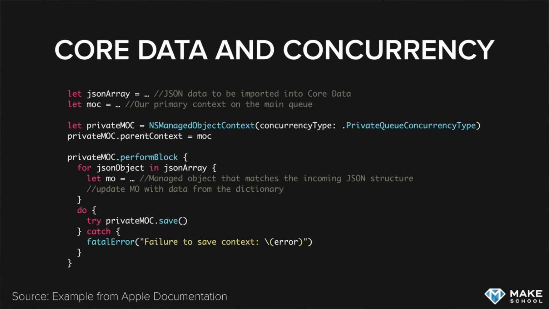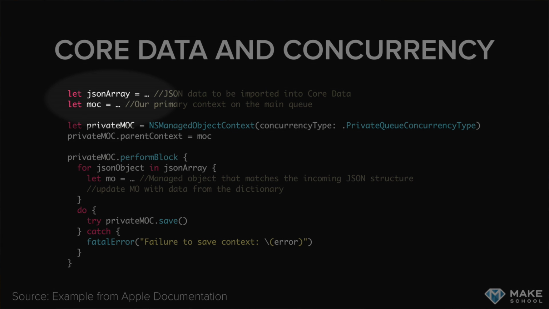But assume this here runs on a background thread, you get some JSON data that you want to store to the database, and you want to do that within this thread here. Then what you would do is create a separate NSManagedObjectContext, and provide it with the private queue concurrency type. That's the type you use for anything that happens on a background thread.